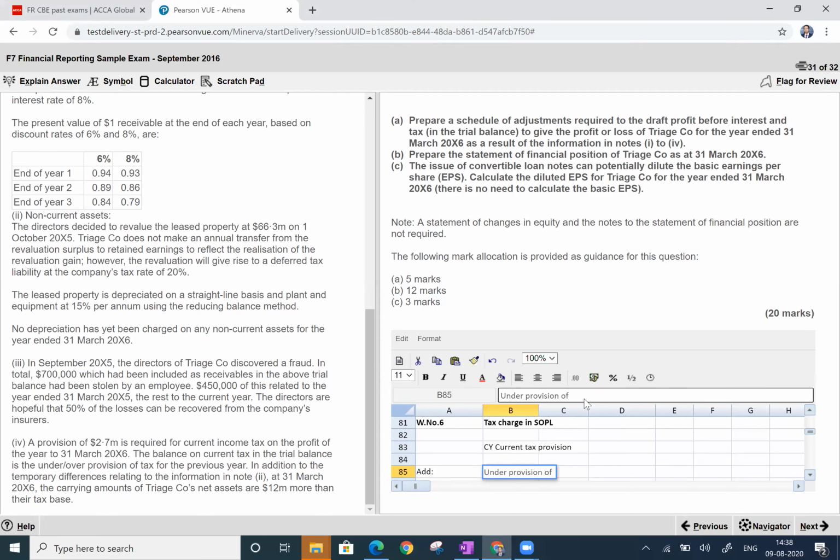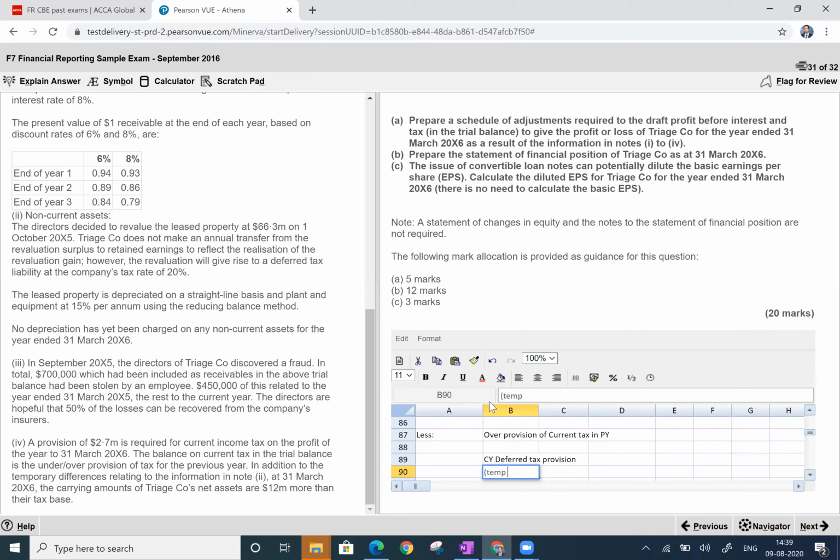Under provision of current tax in previous year, less over provision of current tax in previous year, then current year deferred tax provision. How will you find current year deferred tax provision?